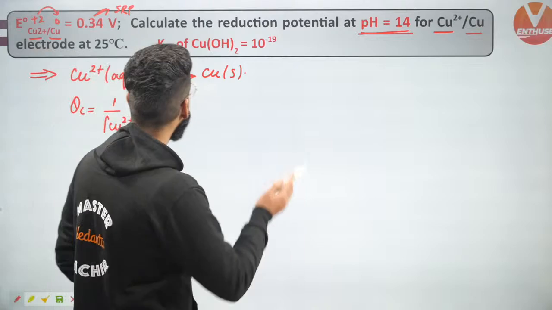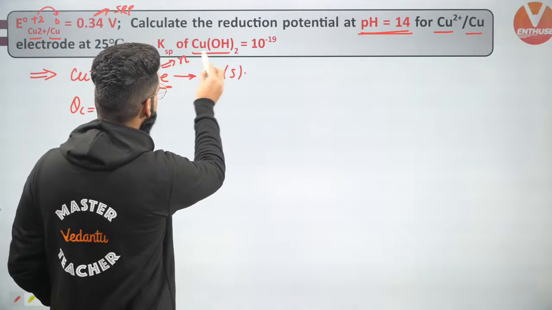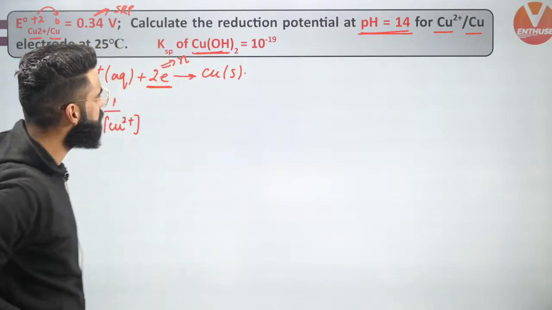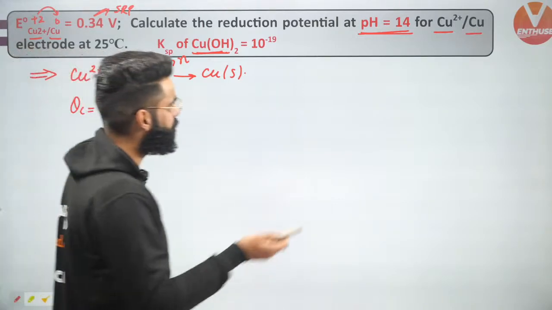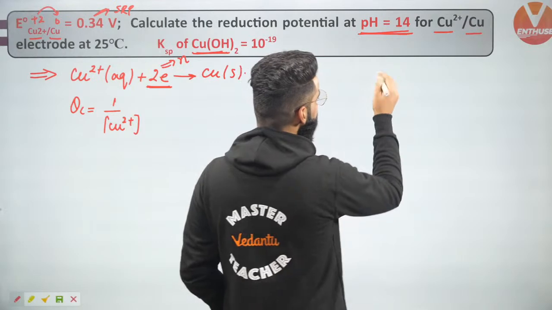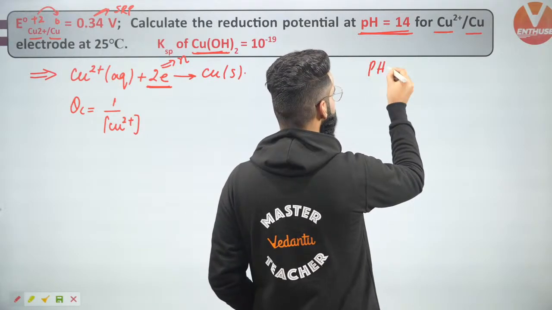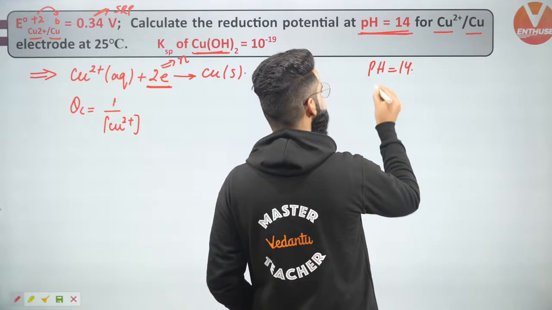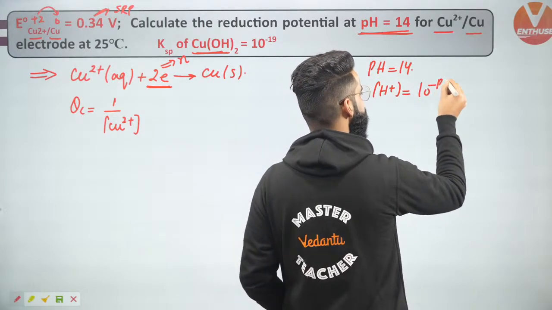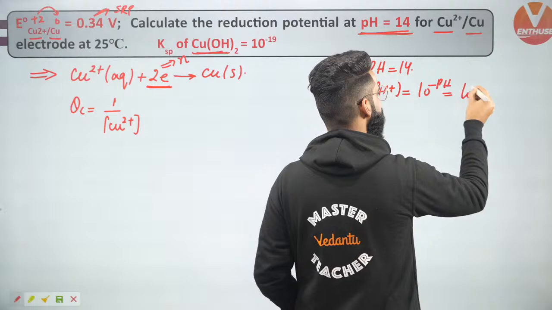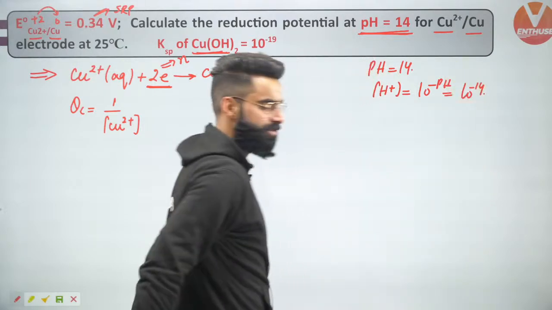Understand. For that, I'm given one important thing right here. Ksp of Cu(OH)₂ is given to me as 10 power minus 19. And pH is given to me as 14. People, if pH is given to me as 14, what can I conclude from here? Can I say H⁺ concentration will be simply equal to 10 power minus pH? Yes. So it's going to be 10 power minus 14. I got the H⁺ concentration.